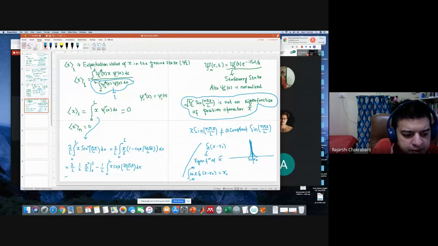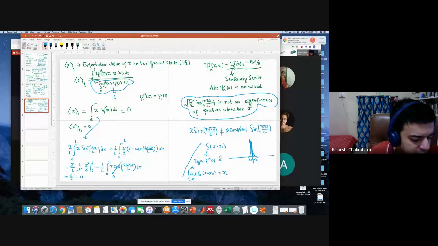What is the first term? The 2 will cancel. And when I put the limit, it's L square by 2 minus 0. So L square and L will cancel. It will give me L by 2. And this term will give me 0. Again, this integral is 0.